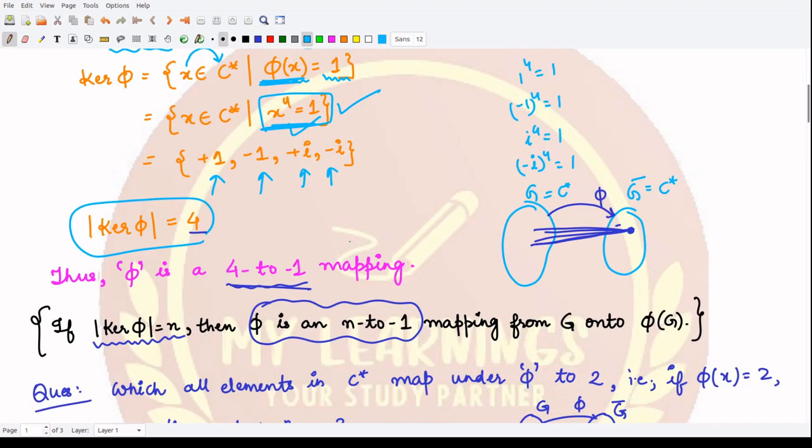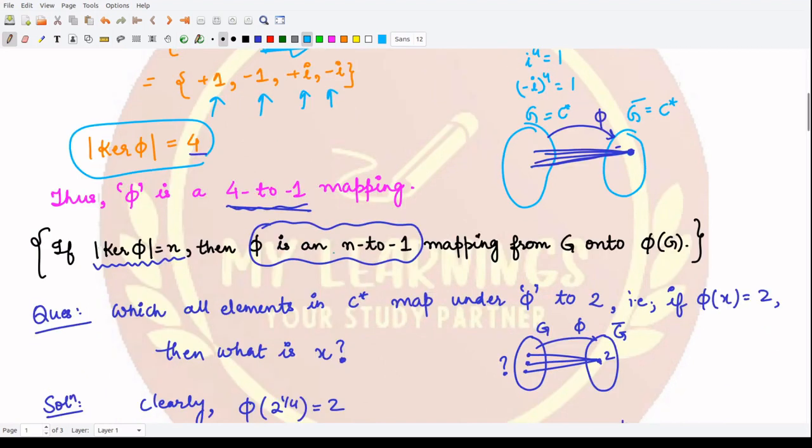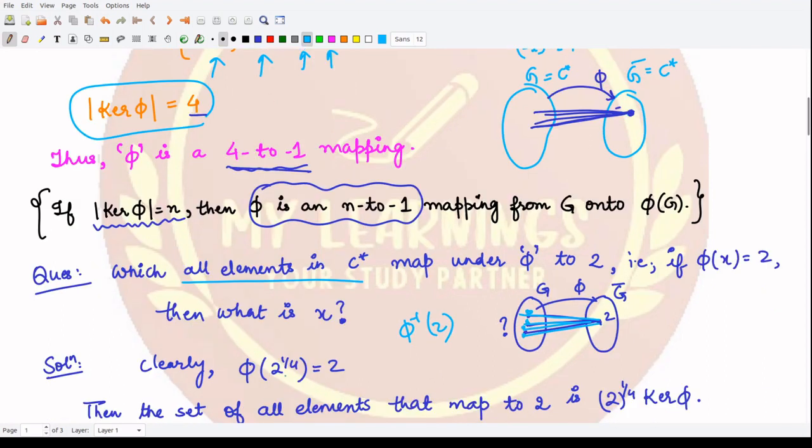Okay, now let's take another question. Let's see which elements in C star map to 2 under phi. So we are looking for all the pre-images of the element 2. Now you know it is a 4 to 1 mapping, so it would map to exactly 4 elements. So we have to find phi inverse of 2. You can clearly see that when you take 2 raised to power 1 by 4, then 2 raised to power 1 by 4 whole raised to power 4 is 2. Therefore it is one of the members.